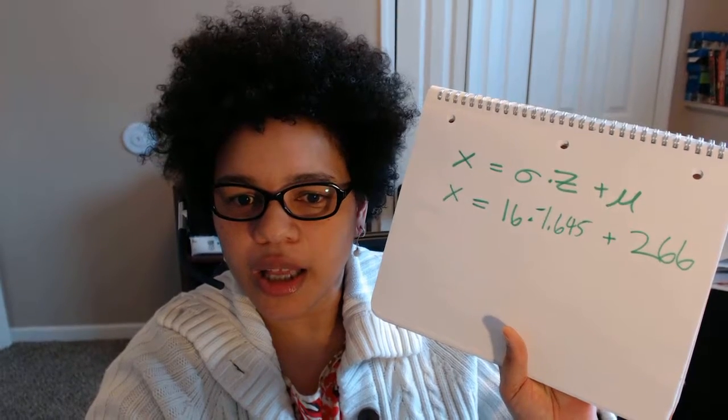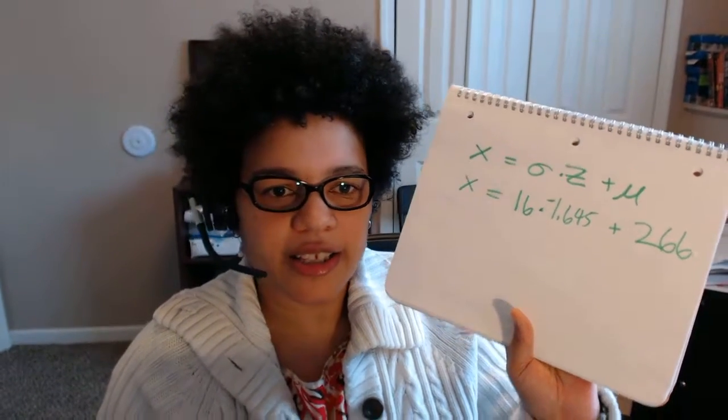Let me go back. Okay. So now I just do the math. 16 times 1.645 equals negative 26.32, plus 266 equals 239.68 is what I get.